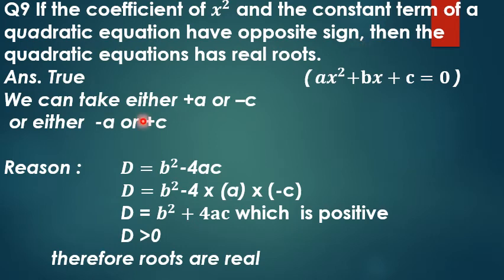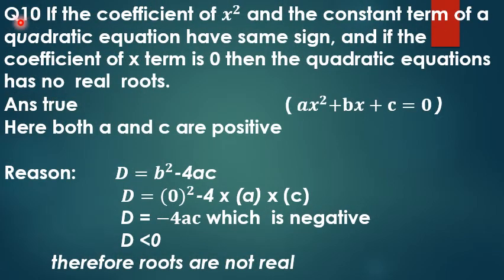So we have two cases. In case 1 we can take a as positive and c as negative, or in case 2 we can take a as negative and c as positive. Now we have to find whether the given quadratic equation has real roots, is it true or not. For this we have to find the discriminant. Our discriminant D is equal to b square minus 4ac. Here we are taking a as positive and c as negative. On putting those values, we can see that D is equal to b square plus 4ac, which is a positive quantity. So our discriminant is greater than 0, and when the discriminant is greater than 0, the roots are real. So our answer is true.